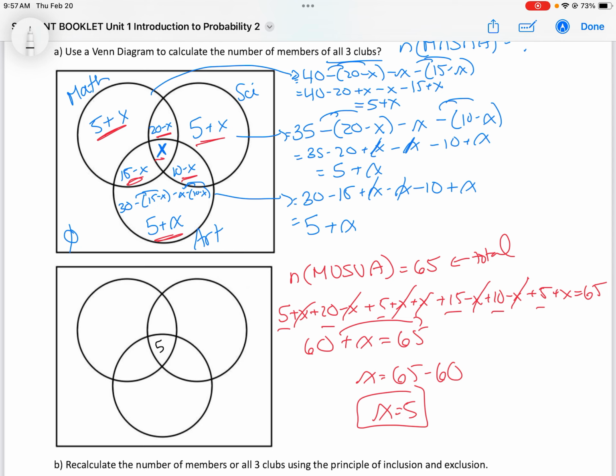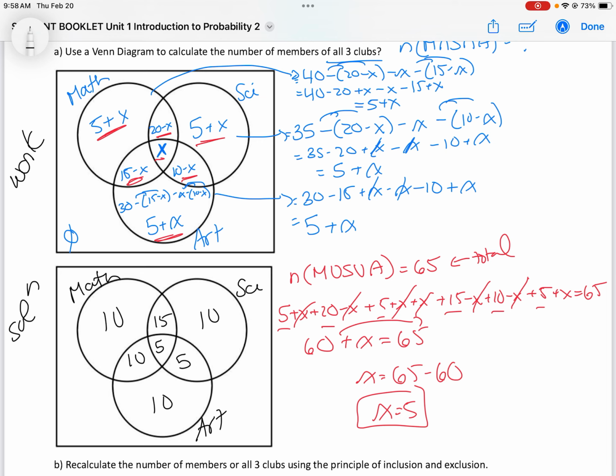That means we can go ahead and label this 5. We did our work on this Venn diagram, and this is our solution. Okay, 20 minus X, I get 15. 15 minus X, I get 10. 10 minus X, which is 5, so 10 minus 5, I get 5. 5 plus 5 is 10, 10, and 10. As a check, what I would do is I would add up all of these numbers, and I would ensure that they equal 65.